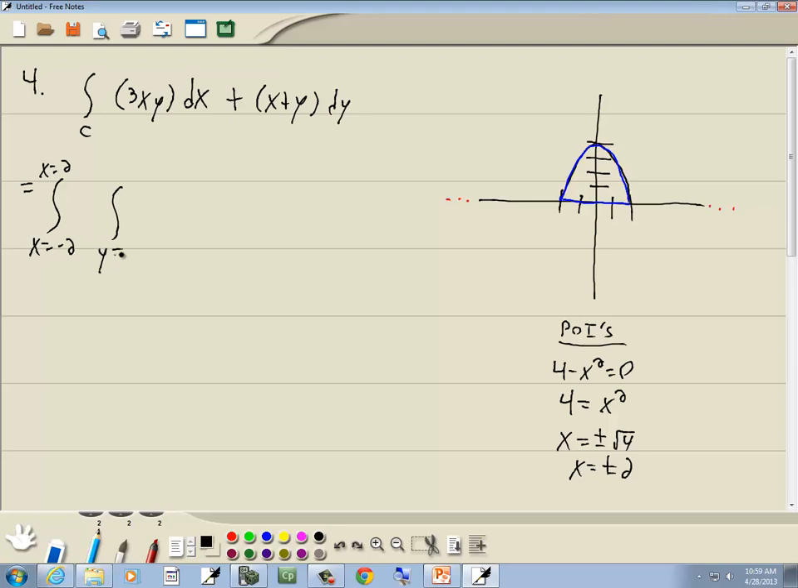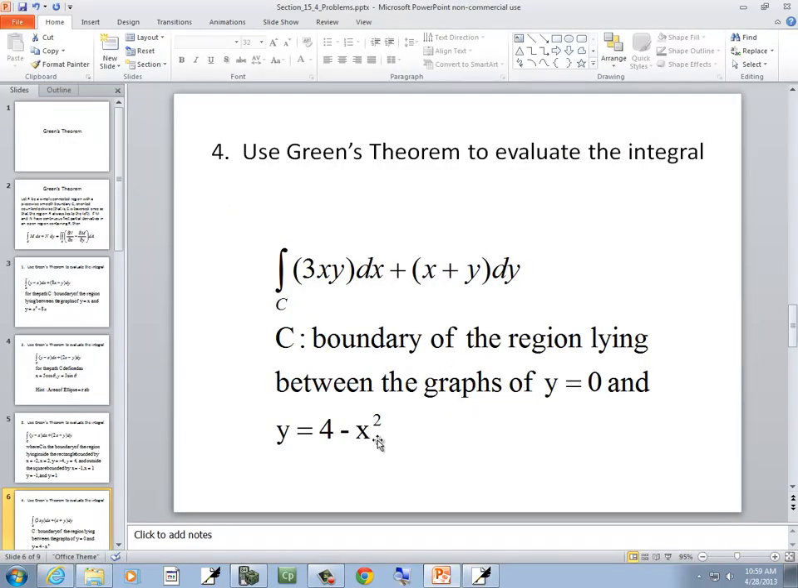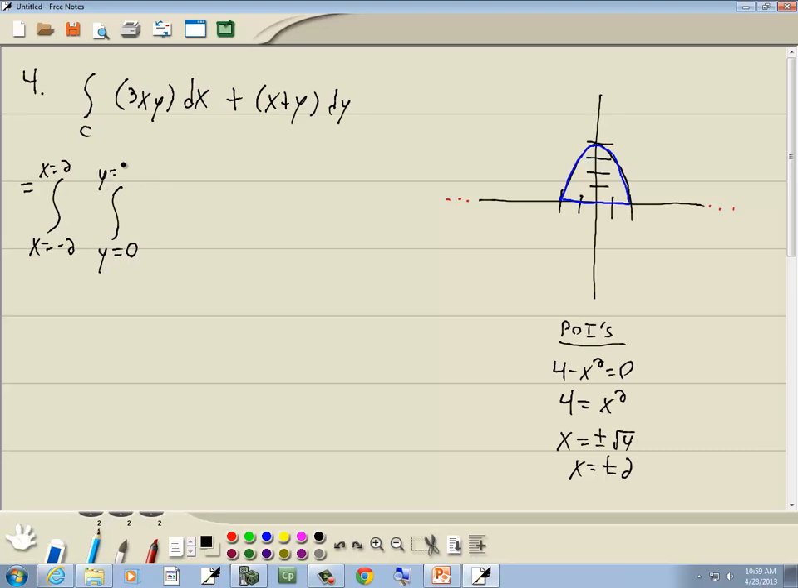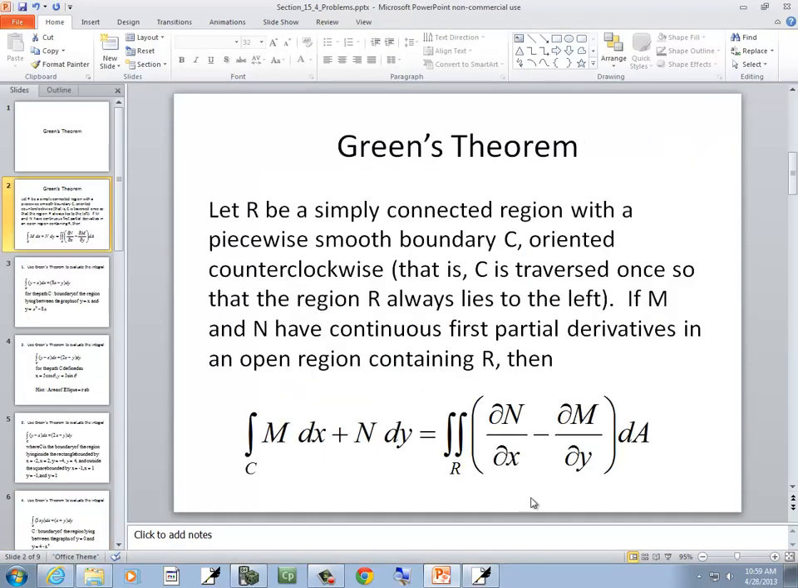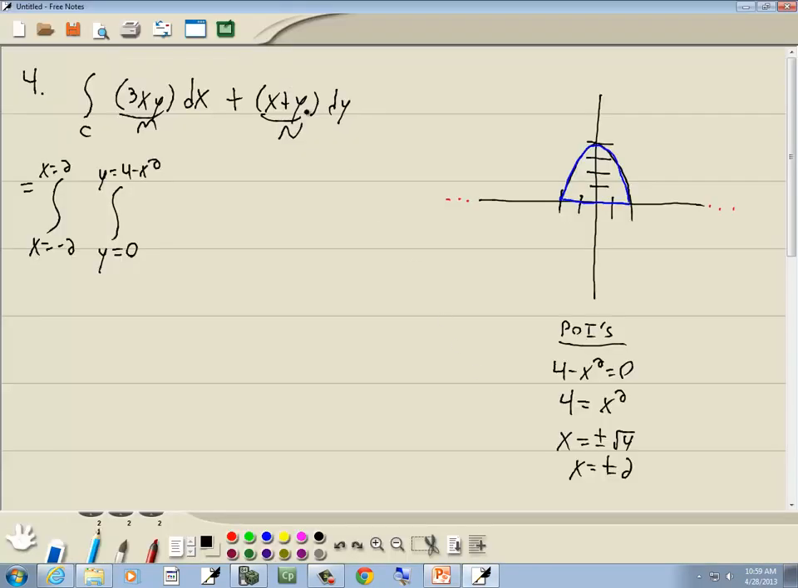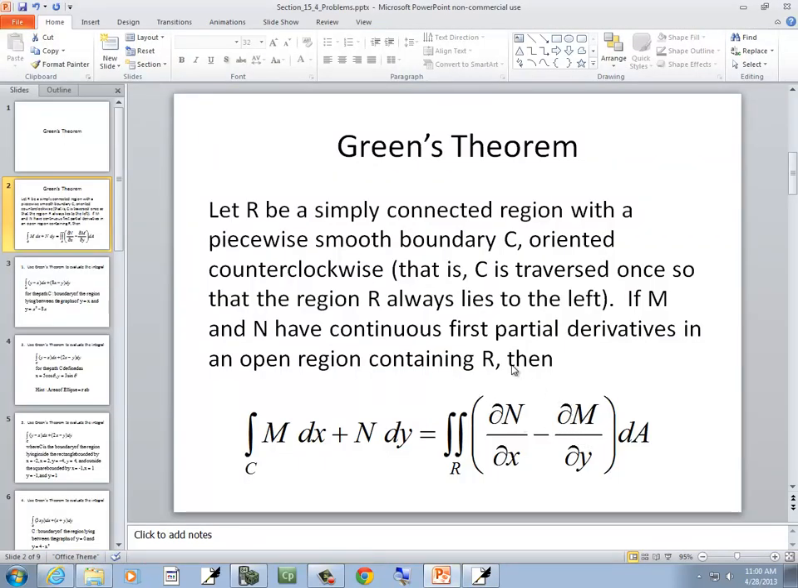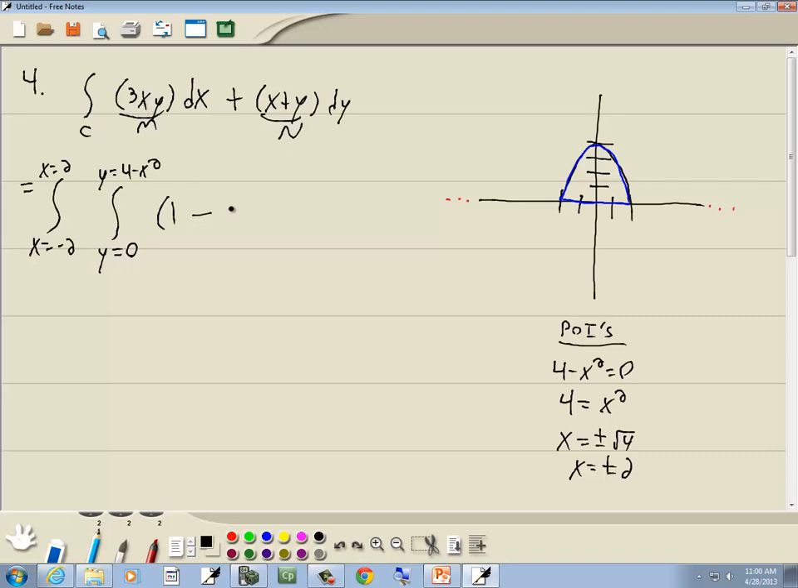And then we're going to go from y equals 0, it's the one that's below, to y equals 4 minus x squared. Now this is our M, and this is our N, so let's go up and look at our formula now. Partial of N with respect to x is 1, minus partial of M with respect to y, which would be 3x, dy dx. So let's go ahead and find that integral.